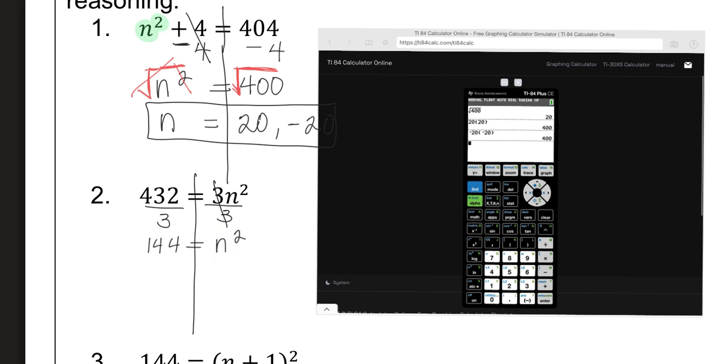Now we are at that point again to take the square root of both sides. The square root will cancel the square on the right, so we just have n, which is what we want. We can go back to our calculator and do square root 144, which gives me 12. So we have 12 and negative 12. We have to write down the positive and the negative for that answer. Okay?